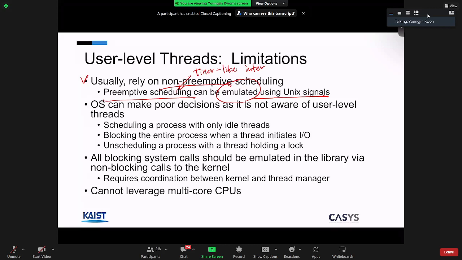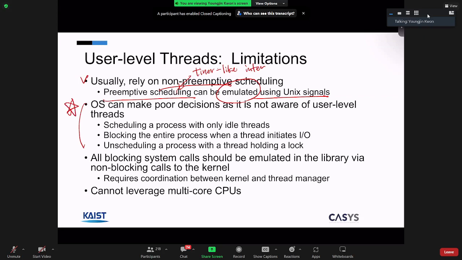What is preemptive scheduling, non-preemptive scheduling? Sorry for bringing up this keyword, but we will learn it later in the scheduler lecture. Okay? Can user level threads run on different cores? I will get back to you soon on that question. And more important, there's a critical limitation. Important. You need to understand that.